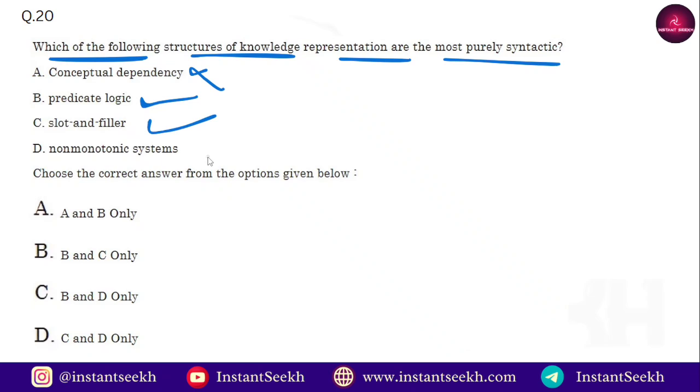Last, non-monotonic systems deal with reasoning and inference, so this gets eliminated. Both predicate logic and slot and filler prioritize the structure and organization of knowledge representation, making them primarily syntactic in nature. So these two, that is B and C, are your correct structures in knowledge representation that are purely syntactic. So option B is your correct answer for this particular question. Let's move on to the next one.